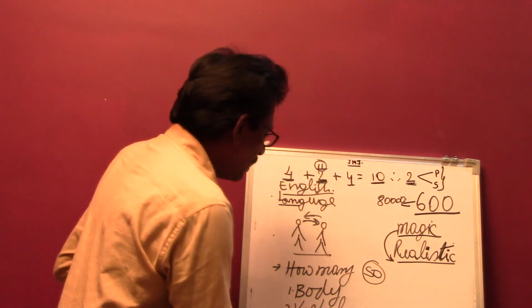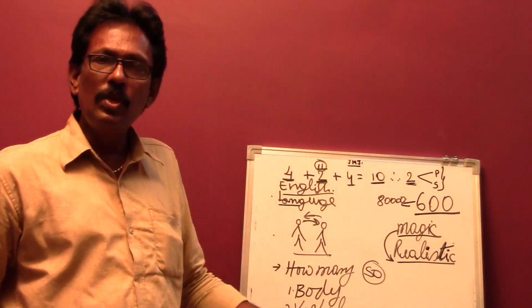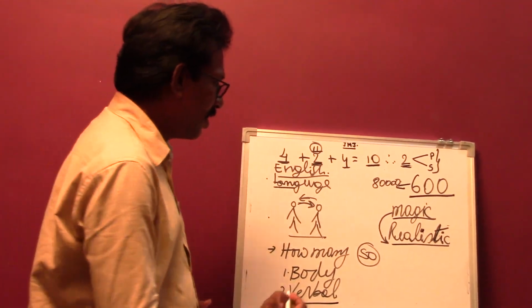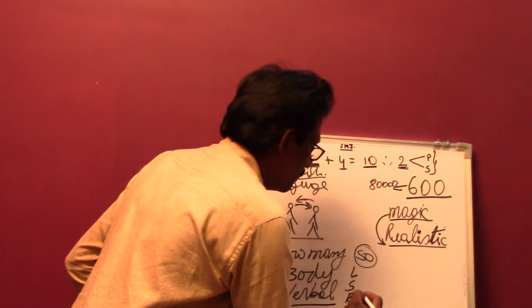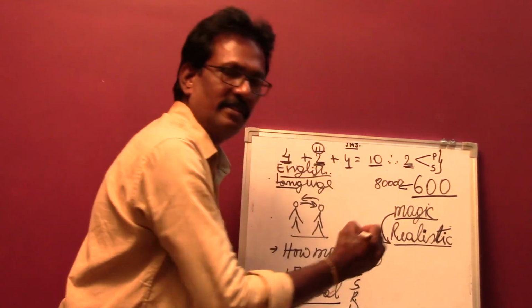Now, verbal language. To learn verbal language, we need 4 skills. L, S, R, W. Listening, speaking, reading and writing.